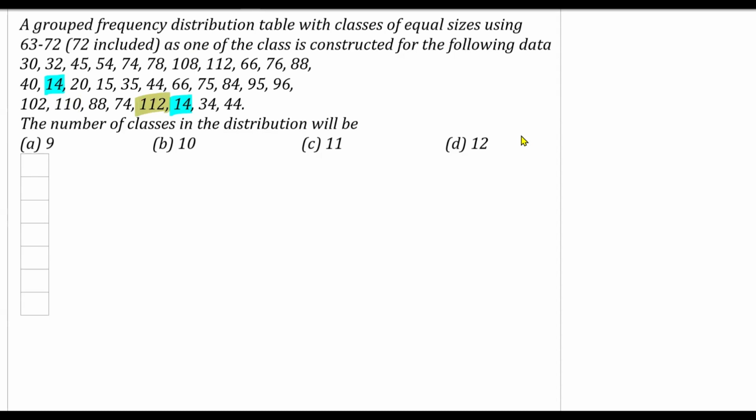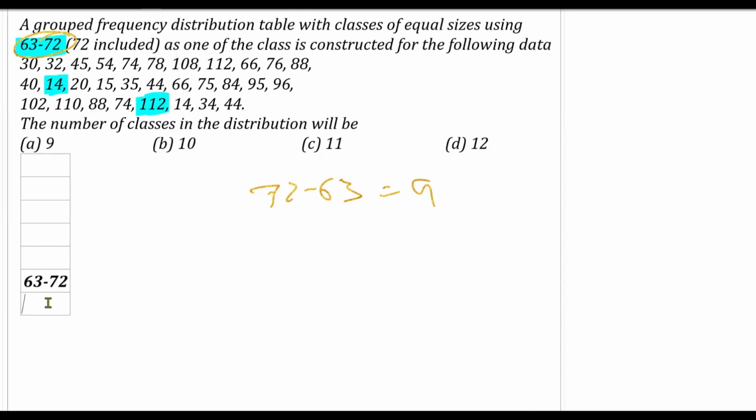Yeah, 112. So what you should do here is write down the class interval that is given, 63 to 72, right? This is what we have got. Now check here. We have to keep in mind that we have to include 14 as well as 112, so there is a gap of 69, right? I can see that the class size here is 72 minus 63. Is it 9? It is 9. So we'll keep on increasing this value by 9.